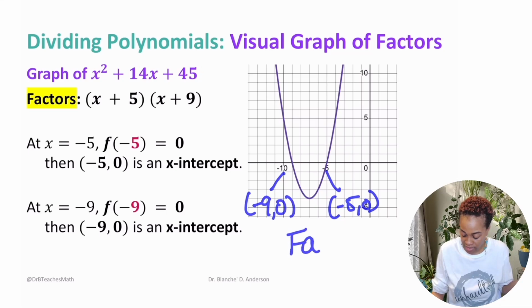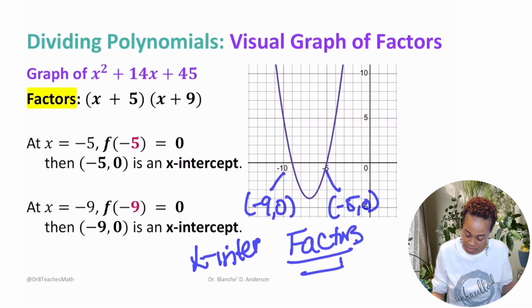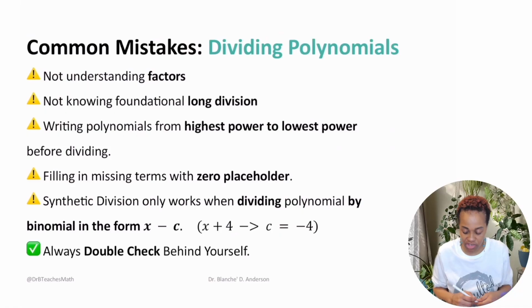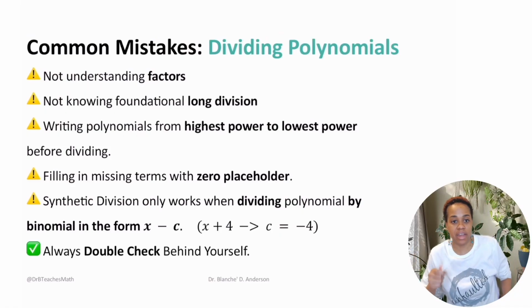Okay, they are factors. Because they're factors and the remainder was 0, they're also x-intercepts. So your x-intercepts, your factors, your zeros, those are your solutions. They all fit together, okay? Send me your questions.